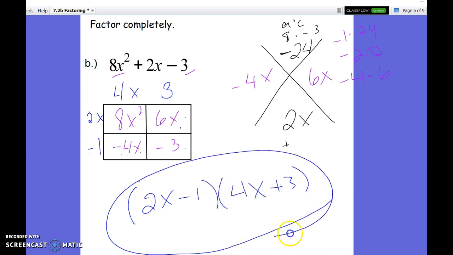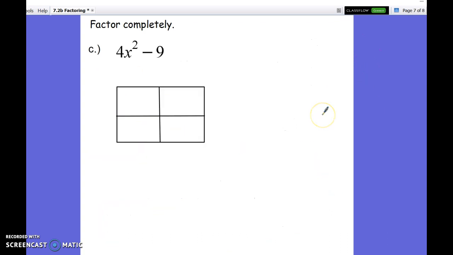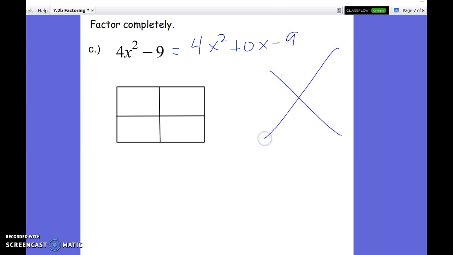Now would be a good time to pause and multiply those together to double check your answer. Let's look at one more example. We've got 4x squared minus 9. So for this one, we don't have a middle term. So that middle term is actually like we're adding 0 or 0x. When we set up our puzzle, our A times C will be 4 times negative 9, which is negative 36.